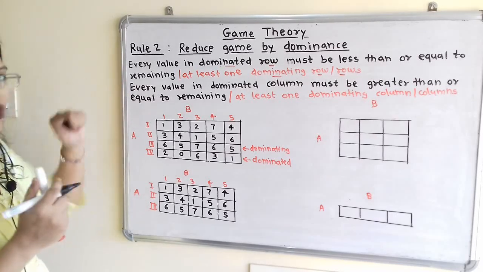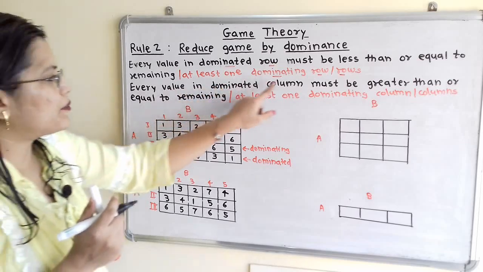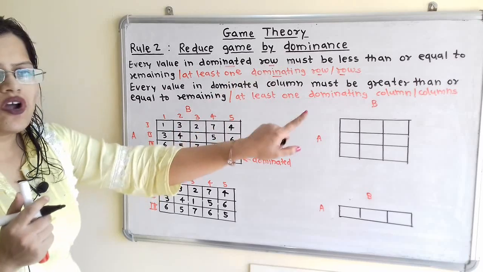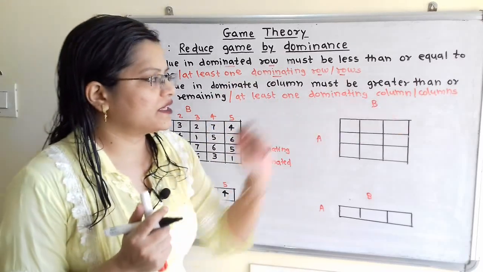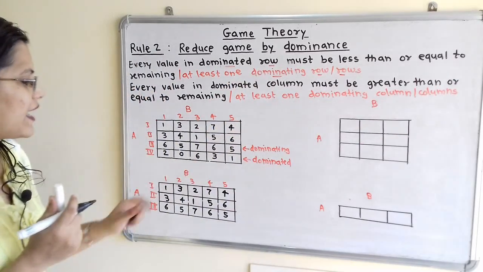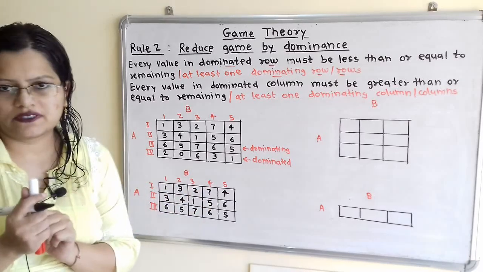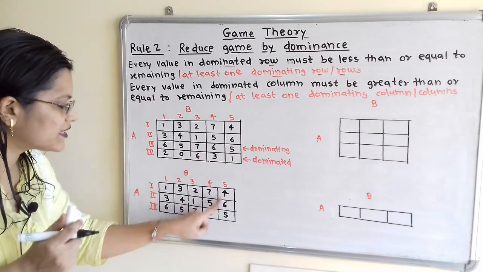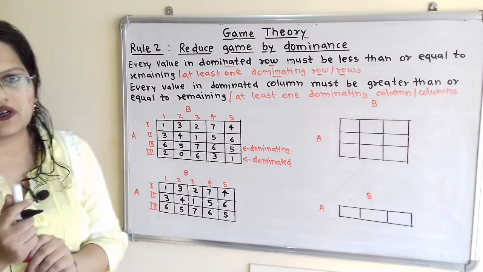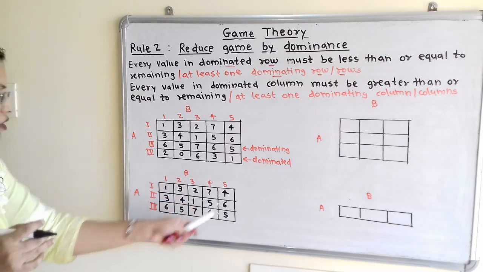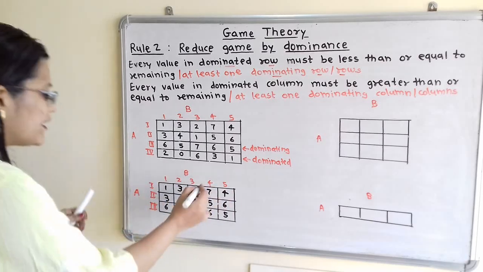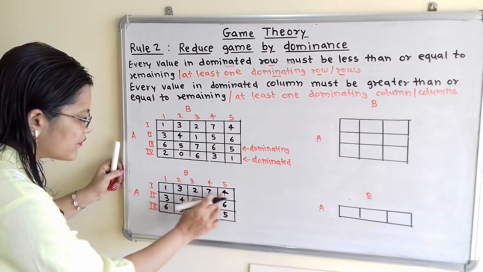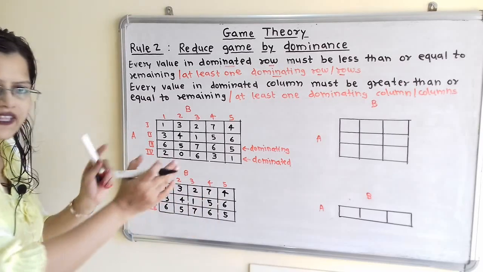The next rule is for columns: every value in the dominated column must be greater than or equal to the remaining columns, or at least one dominating column. So here we have to again select the columns. For the dominated column, we have to search for the greater values from the remaining columns. If we observe this question, here 7 and 4. So, looking at 1, 3, 2, 7, 4, these 7 and 4 are the largest numbers.